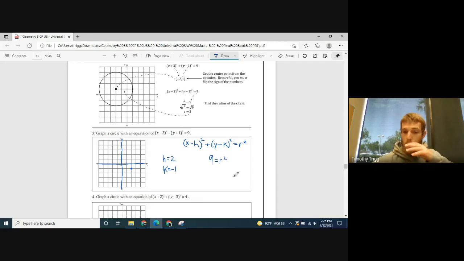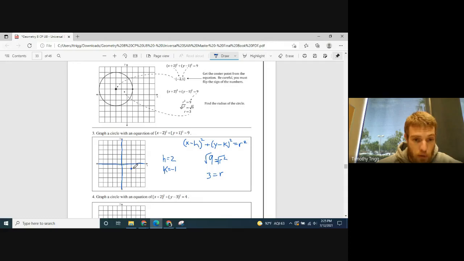So how do I find my radius? Well, to get r by itself, you need to get rid of the squared, so you're going to square root both sides. That'll give me that r equals the square root of 9, which is 3. So that tells me I have a radius of 3. From my center, I know I'm going to have a radius of 3.